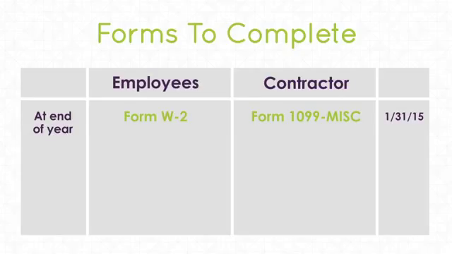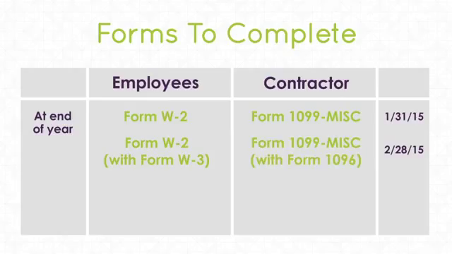Form W-2s must then be filed with the Social Security Administration, abbreviated SSA, with one Form W-3, Transmittal of Wage and Tax Statements, by February 29th of the following year. Form 1099-MISC must be submitted to the IRS by February 29th as well, with Form 1096, Annual Summary and Transmittal of U.S. Information Returns.